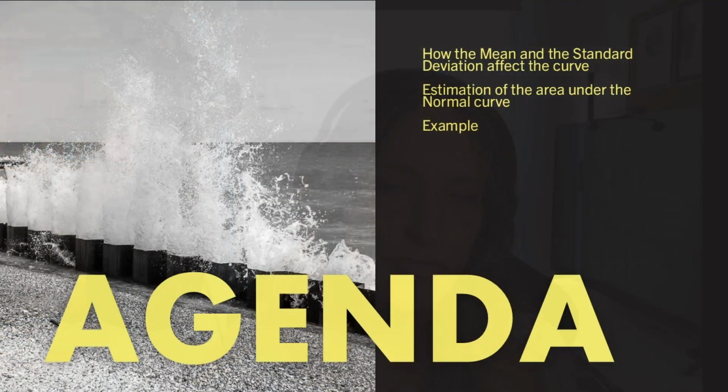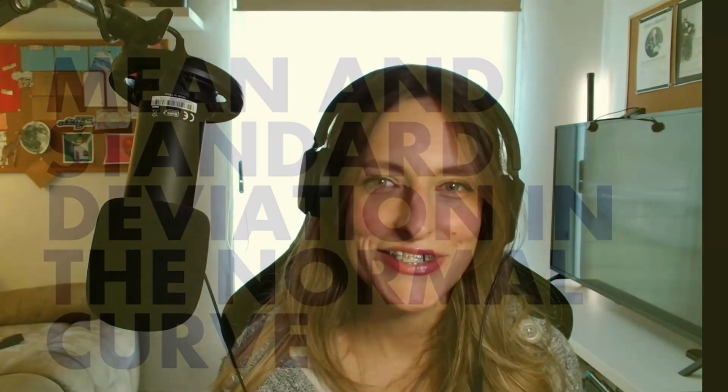Hi, it's me, Paula, the math tutor, and in this video we're going to be calculating probabilities of normally distributed random variables without using technology. For that, first we are going to see how the mean and the standard deviation affect the normal curve and how we can use them to estimate the area under the normal curve. And then we're going to try an example. So let's begin.